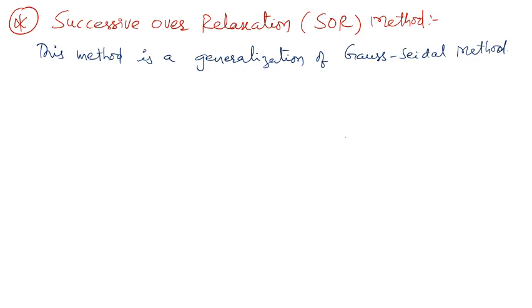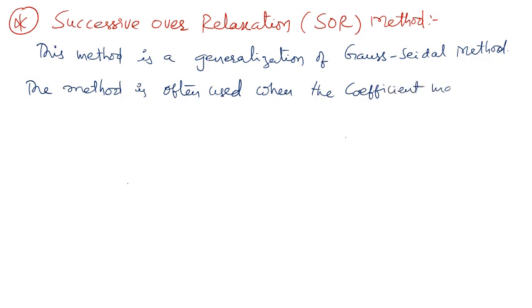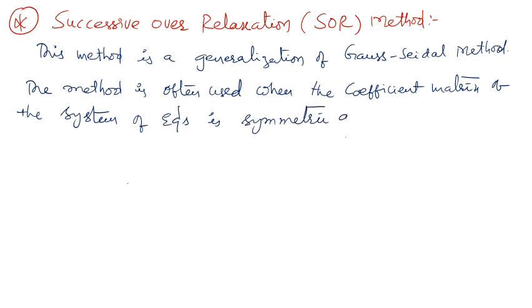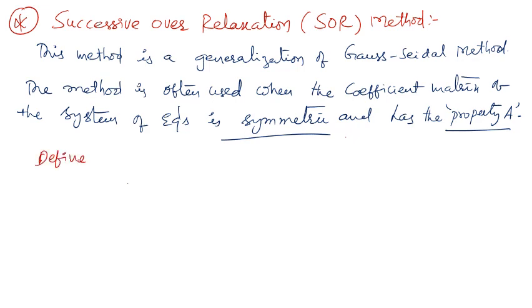And the method is often used when the coefficient matrix A of the system of equations is symmetric and has the property A. This is property A, and let us see what property A is later on. Symmetry means you know A equals A transpose. Now let us define an auxiliary vector.